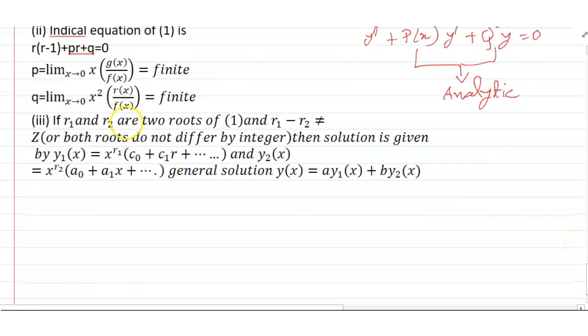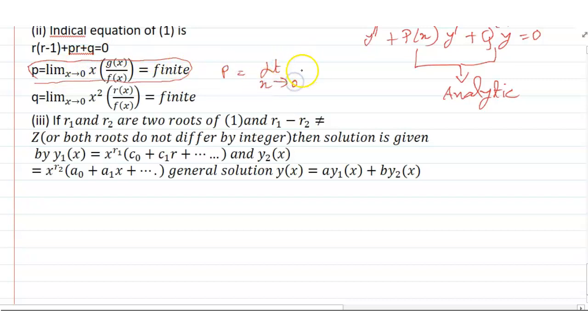And now p is equal to limit x tends to 0, x into g(x) by f(x), which is finite. It can be written this way: p equals limit x tends to 0 of capital P(x), and q is equal to limit x tends to 0 of capital Q(x) into x square, so it is multiplied with x, and x square is multiplied with Q(x).